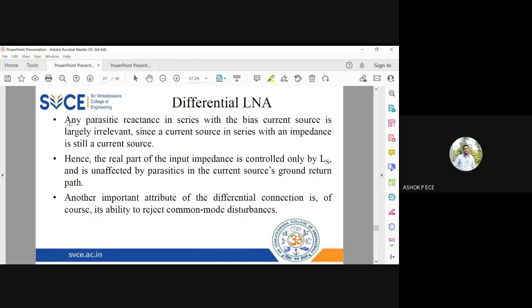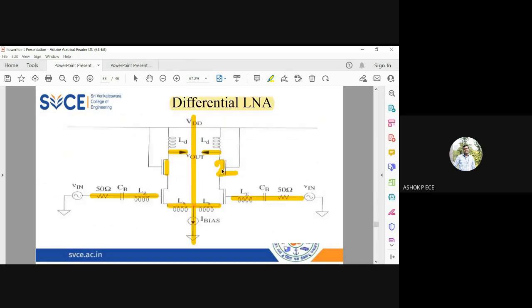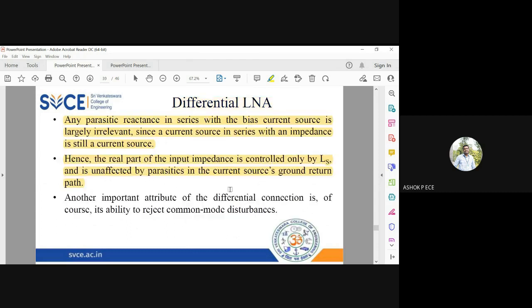So any parasitic series resistance or anything in series will become irrelevant because of cancellation. Okay, since I take difference of output, the cancellation of things happens, and you can say that the input impedance is controlled only by LS, and it is unaffected by the parasitics, and LS is somewhere here. So at the input frequency, the CBLG will resonate, so it will become a short circuit. So the input side impedance is dominated only by LS on both sides. That is what is shown here.